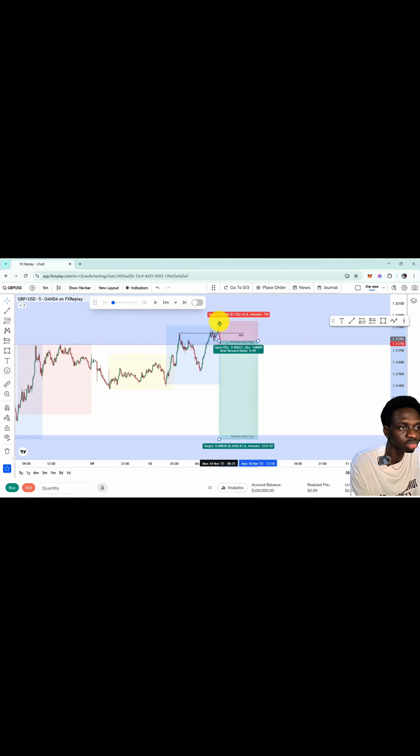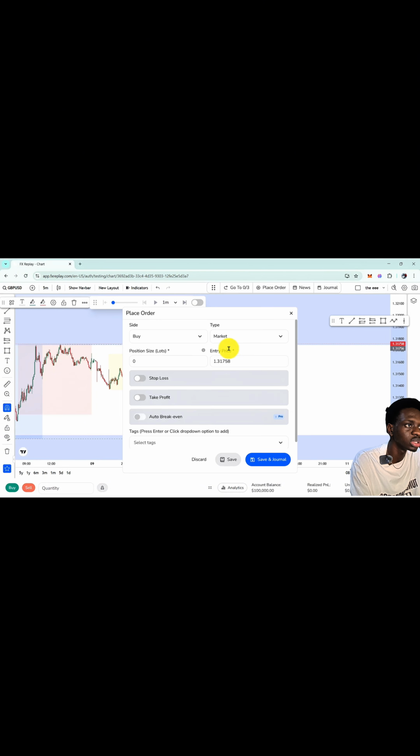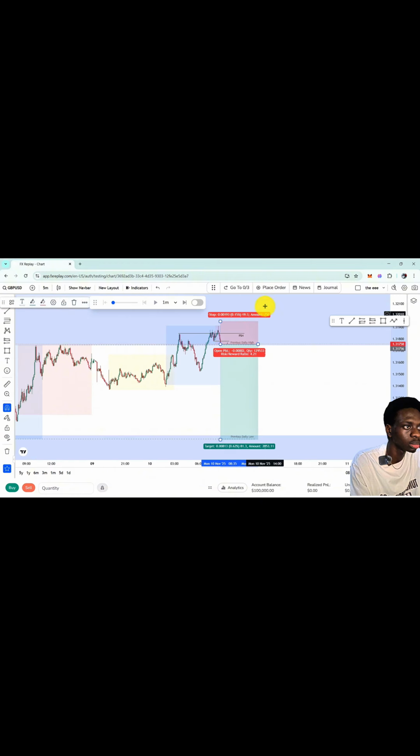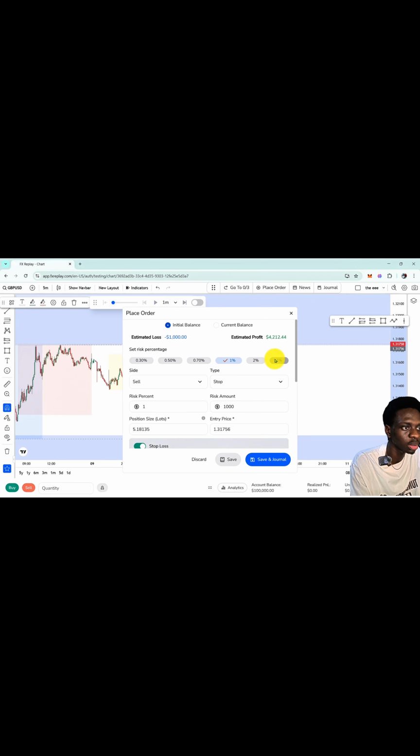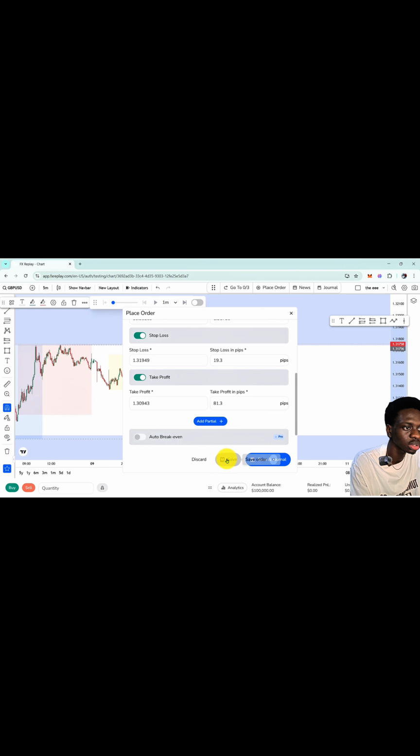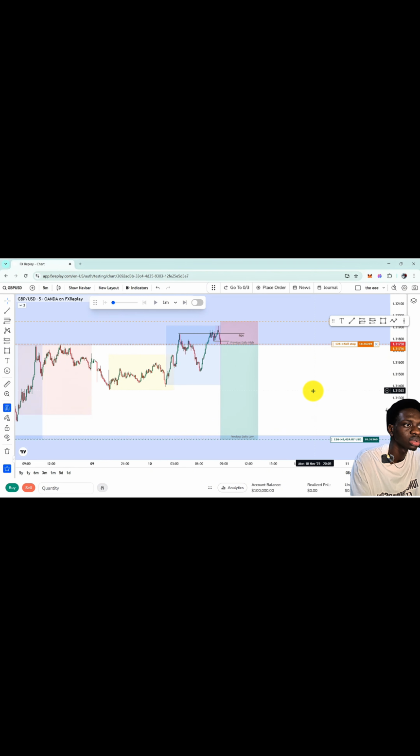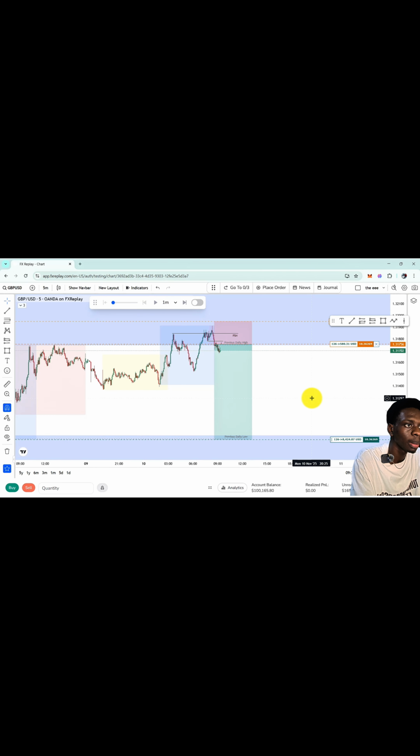So in case of spread, you can adjust your stop loss to this high. Then let me just say I enter somewhere here. So this is a 1:4 trade. So let's place the trade, and let's see what we have. I'm placing the trade. I'm selling. Let me risk 2%. Then let's save this, and let's see what the price is going to do.